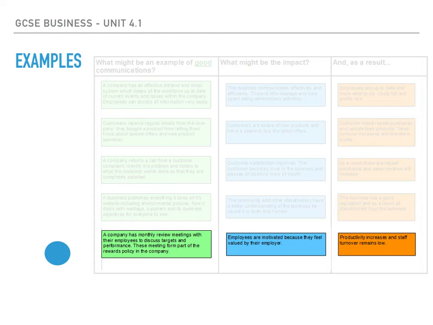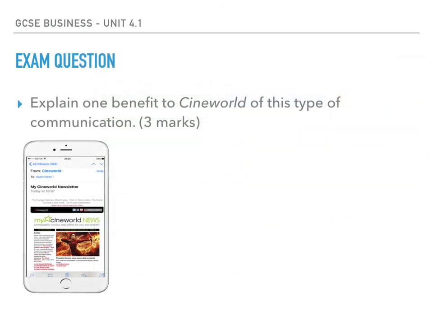The impact of this is that employees feel like they are valued and therefore more motivated. As a result of this motivation, productivity, which is the output per worker in the business, actually increases. And the business has achieved this all by communicating effectively with its employees. Note that this is the structure of a 3-mark explain question. So let's move to exam type questions then around this topic.